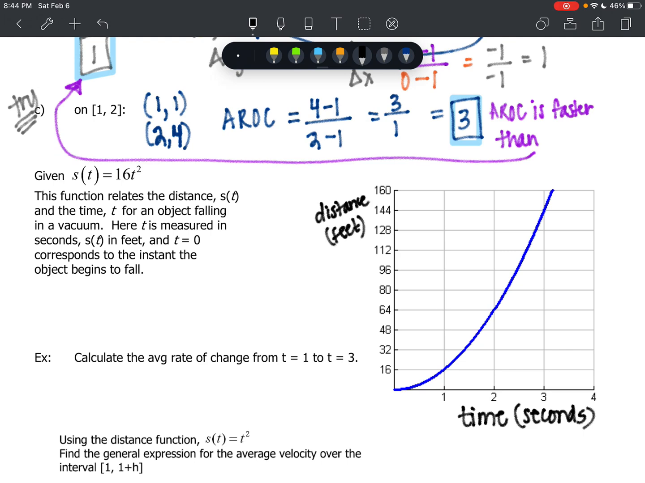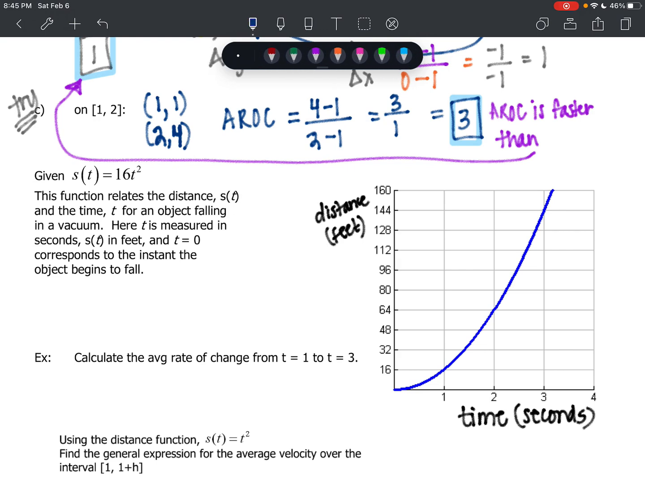So this function, s of t equals 16t squared, relates the distance and the time for an object falling in a vacuum. Here t is measured in seconds. We've labeled our x-axis in seconds, and s of t, which is our vertical axis, is in feet. Time equals 0 corresponds to the instant that the object begins to fall. Calculate the average rate of change from t equals 1 to 3.